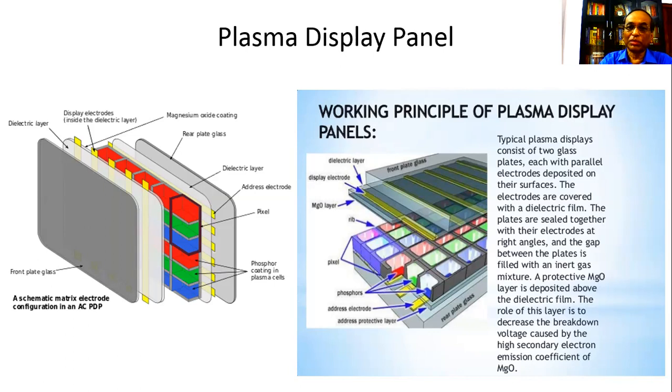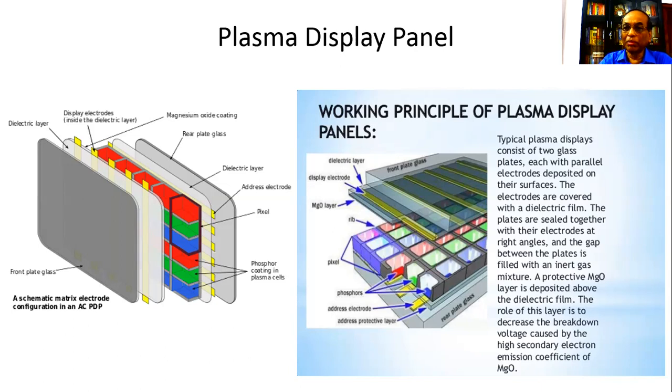Working of the plasma display panel: a cutaway view is also shown here. The left side picture is vertically oriented, and the right side picture is horizontally displayed. Similar things are there: magnesium oxide layer, display electrode, all those are there.